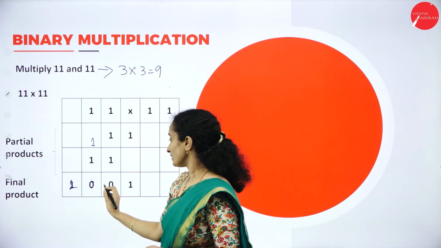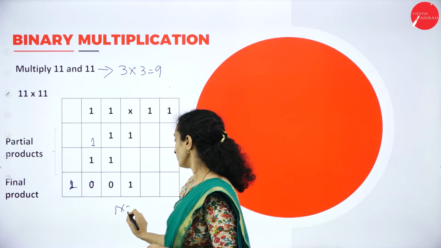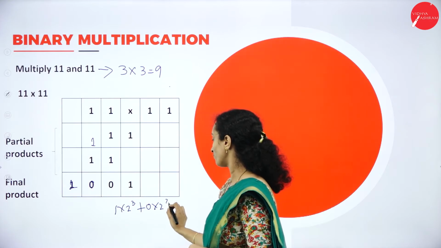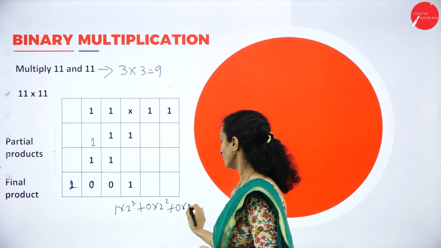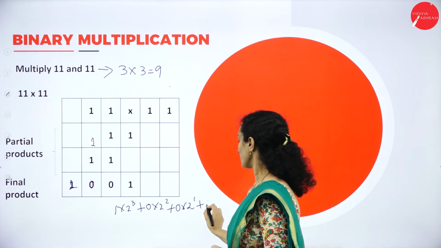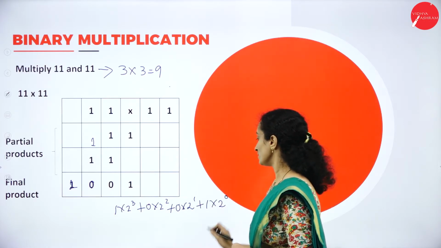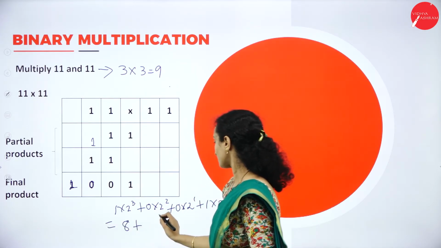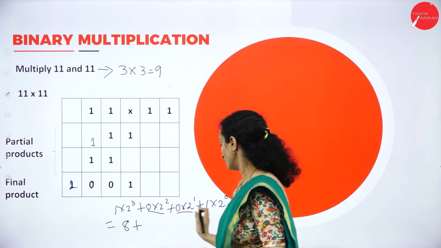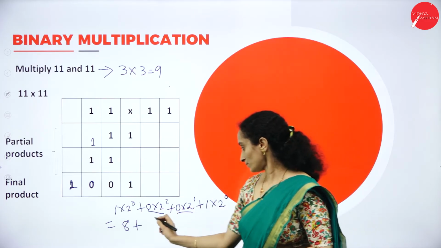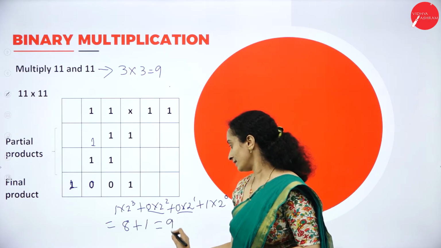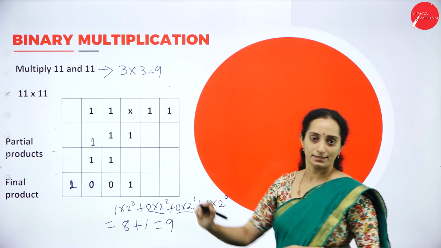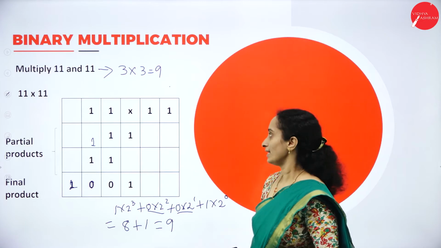Here it is 1, 0, 0, 1. 1 into 2 to the power of 3 plus 0 into 2 to the power of 2 plus 0 into 2 to the power of 1 plus 1 into 2 to the power of 0 results in 8 plus 0. 2 to the power of 0 is 1, 1 into 1 is 1, which results in 9. 8 plus 1 equals 9. That means 3 into 3 equals 9.